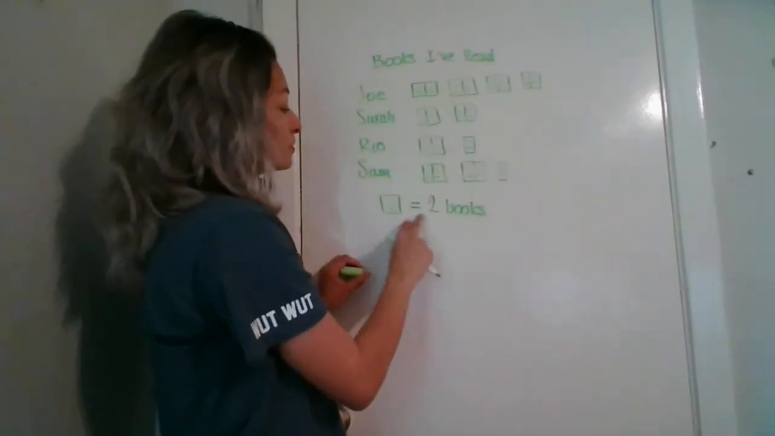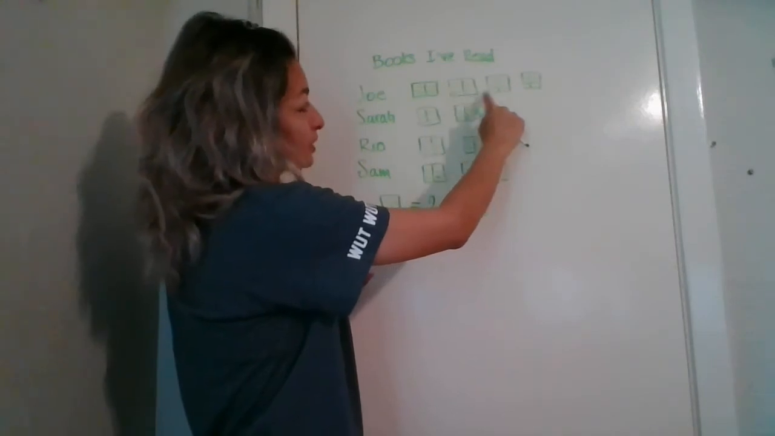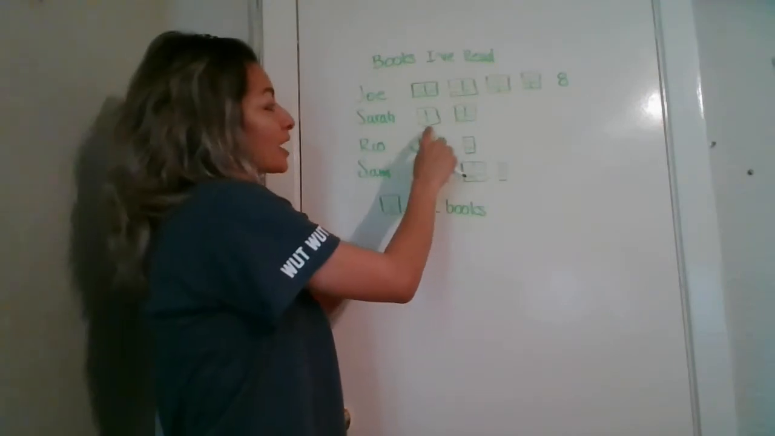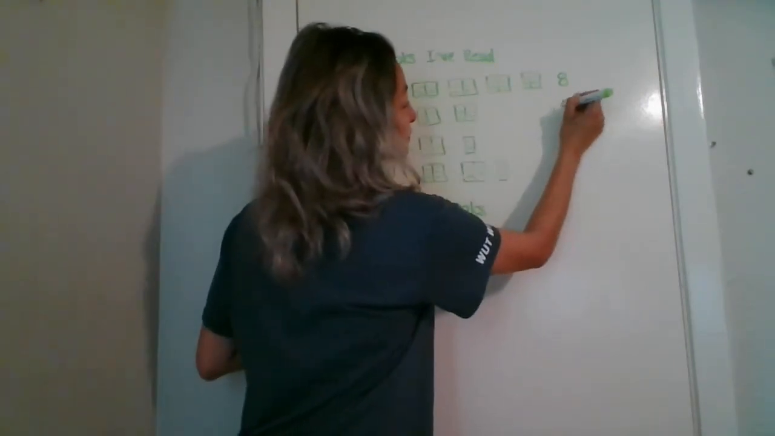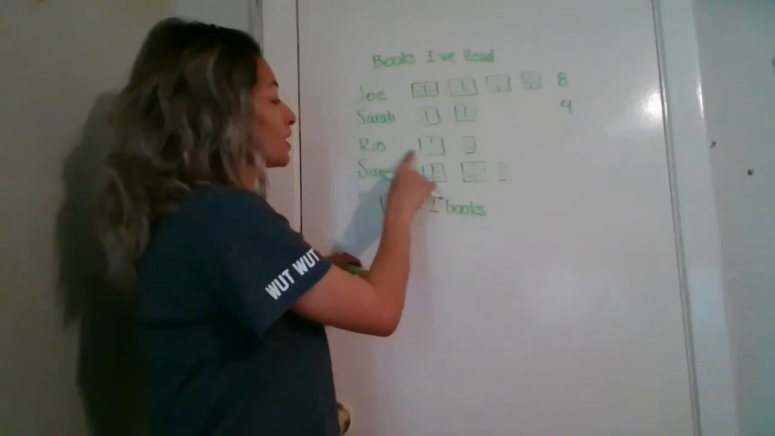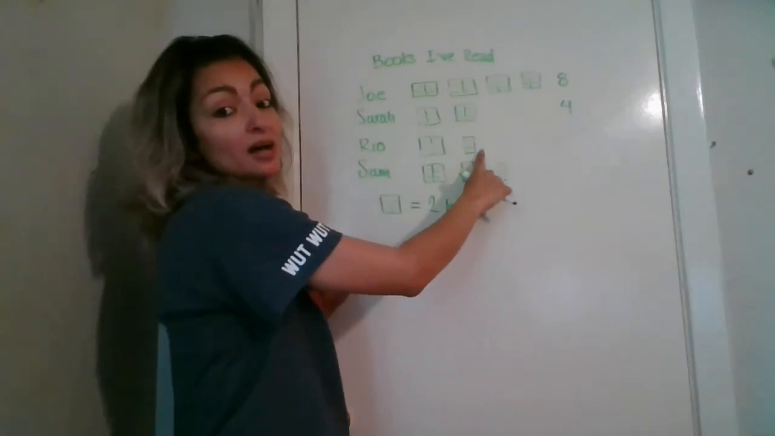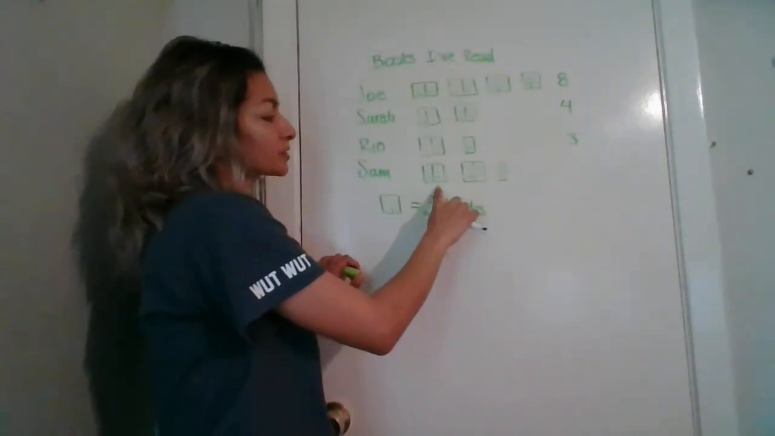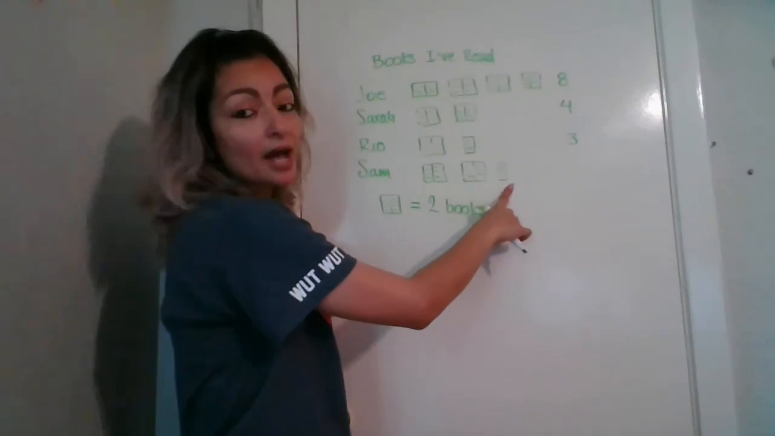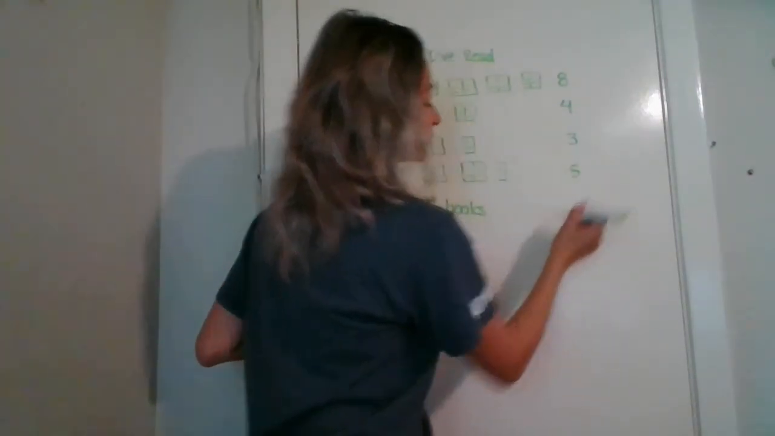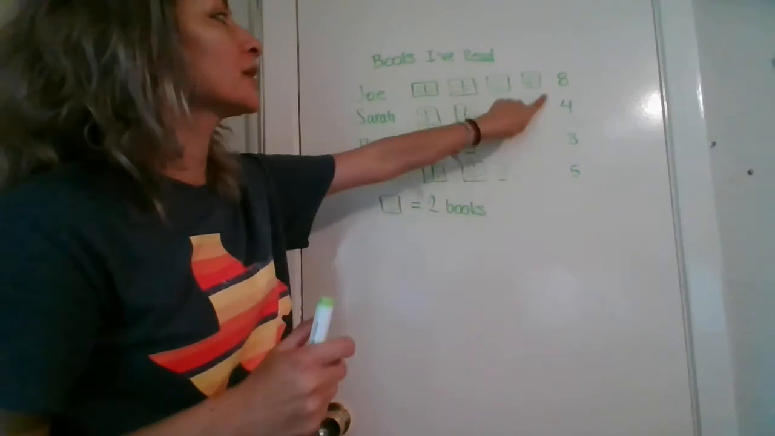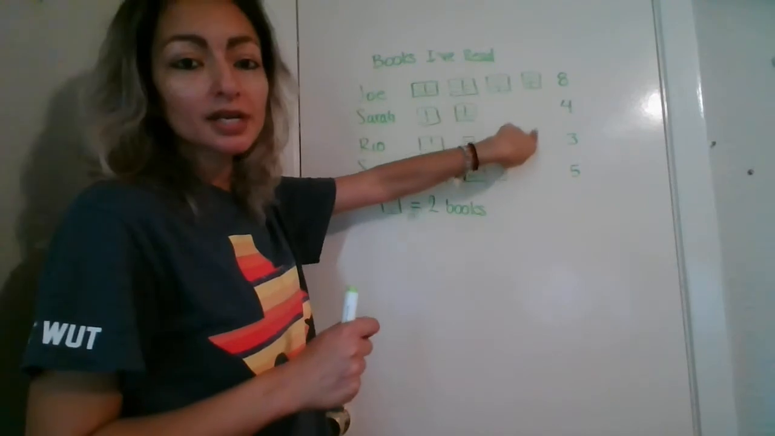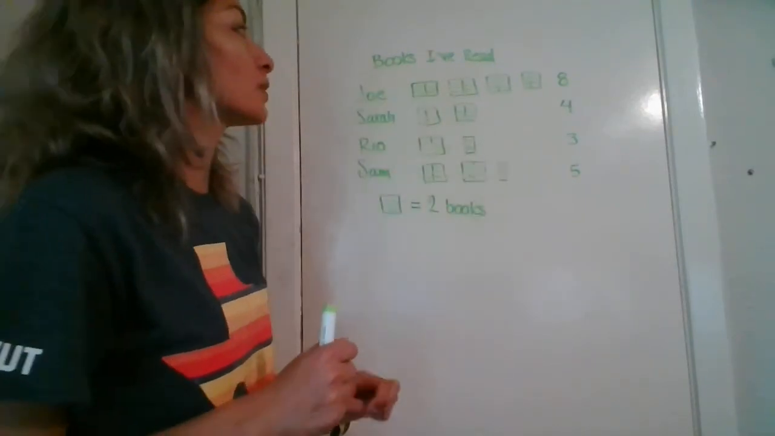So I know Joe has 2, 4, 6, 8 books. Sarah has 2 and 4. Rio has 2 plus half. Remember, that will be 3. And Sam's has 2, 4 plus half is 5. So now it's a lot easier for me to know the value of each one of this by just looking at the numbers also, not just of the symbols.